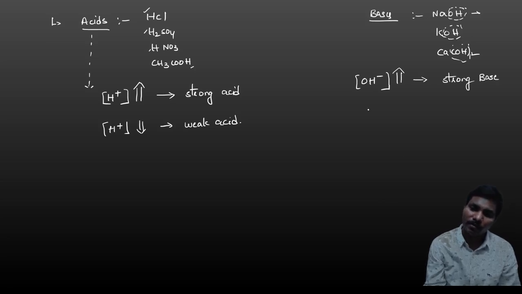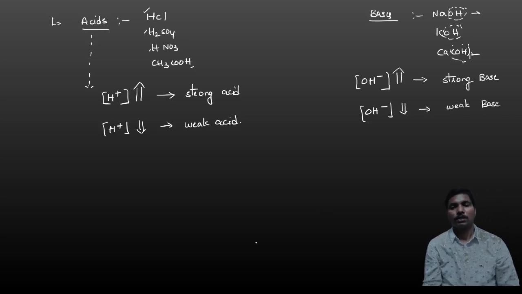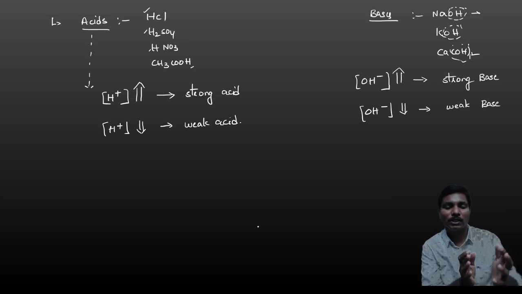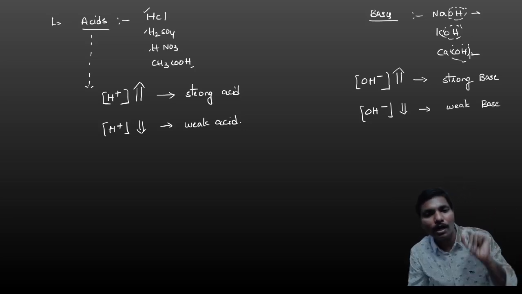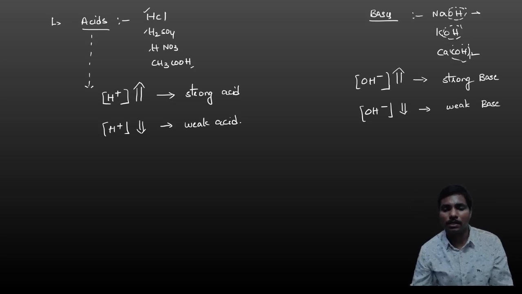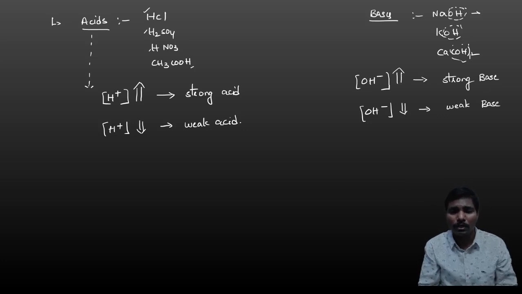Strong base. Whenever the OH minus ion concentration is less, we can say that is the weak base. This is a simple idea. If any solution belongs to a strong acid, then it has a high hydrogen ion concentration. If any solution belongs to a strong base, you can simply say that the OH minus ion concentration is more. So this is the basic thing.